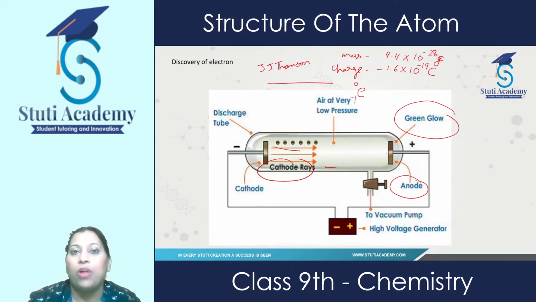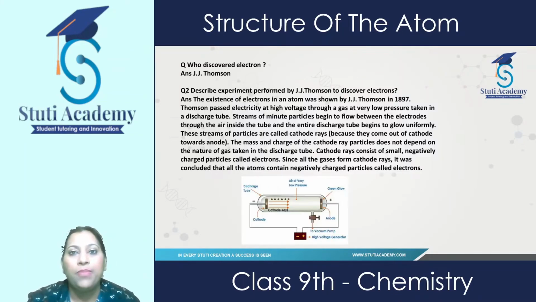So this is about the discovery. What type of questions come in the exam on the basis of this topic? The first question is: who discovered the electron? It's a 1 mark question, and the answer is J.J. Thomson. The next question can come like this: describe the experiment performed by J.J. Thomson to discover the electron. So in this question, you need to draw the diagram and you have to explain the entire experiment which I have just explained to you.